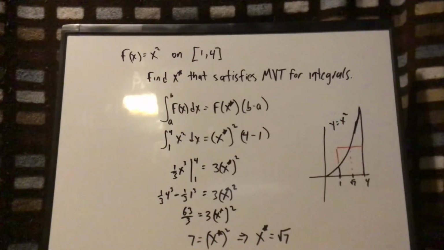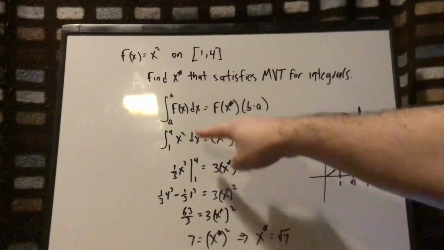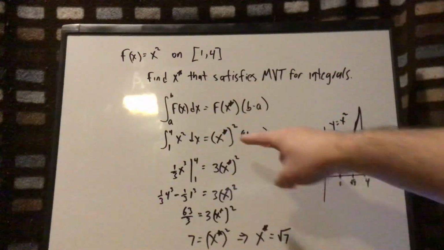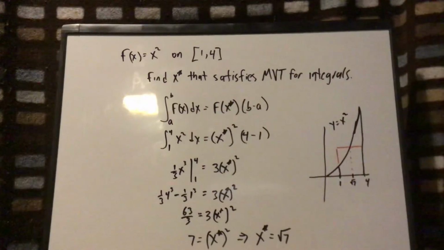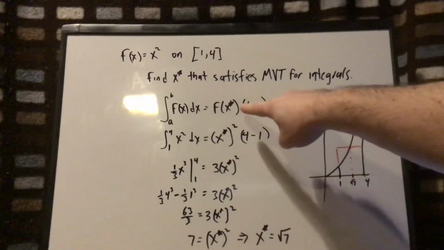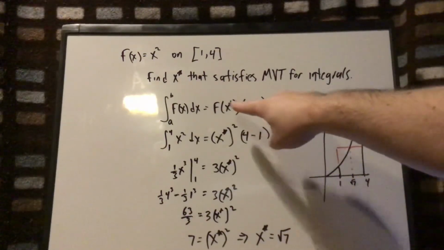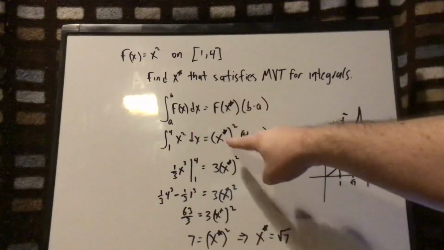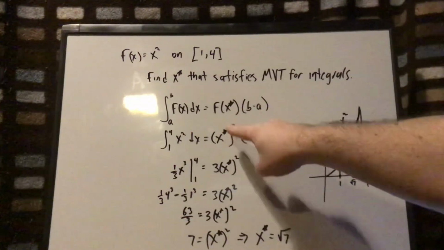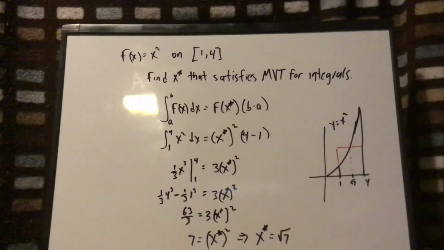So in the next line, I start filling in the specific information for the problem. My interval's from 1 to 4. X squared is my function. So basically, the area under x squared from 1 to 4 has to equal some f of x star. Now, that's what I'm looking for. F of x star, since the function squares things, just turns out as x star squared. So I don't know what that quantity is. I'm going to find it.